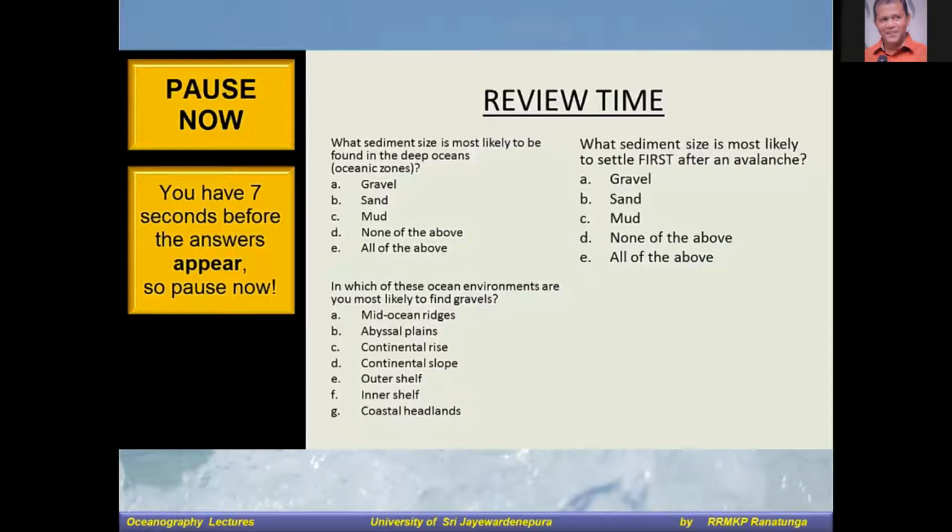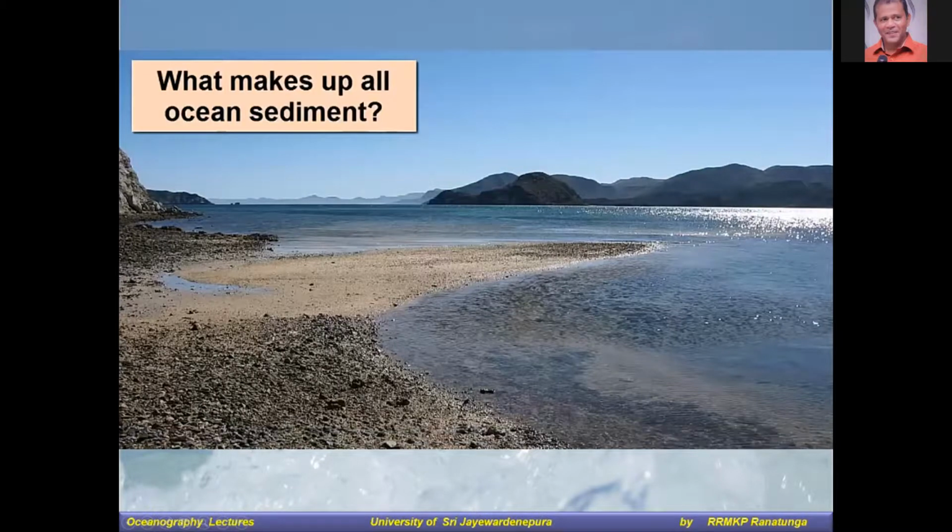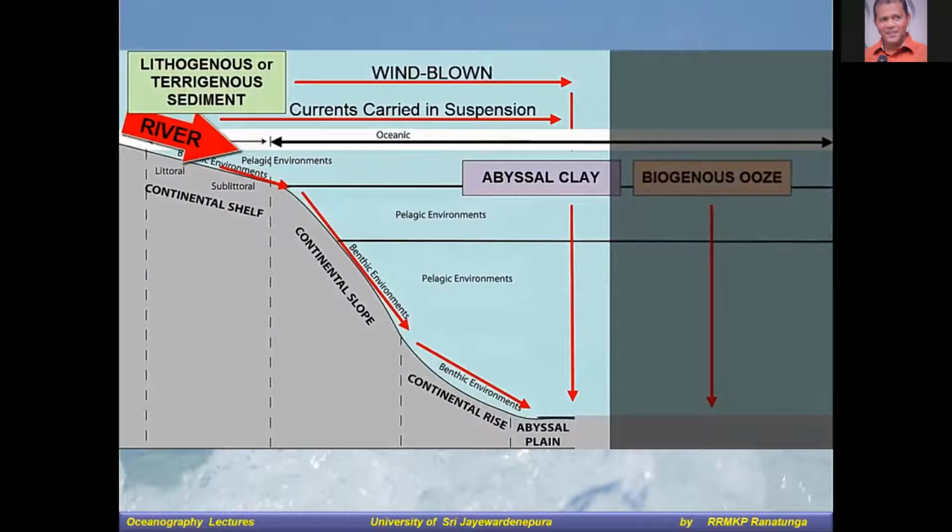Pause now. What makes up all these sediments? There are 4 major sources of sediment to the ocean, and of course each gets its own name. We call sediment that originated from rock weathering on land lithogenous or terrigenous sediment.